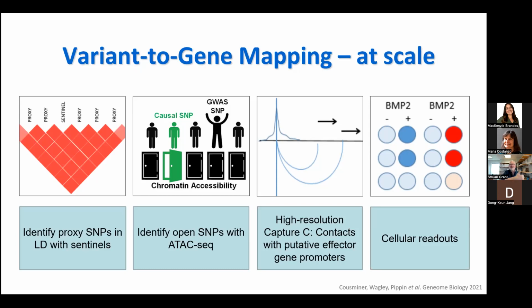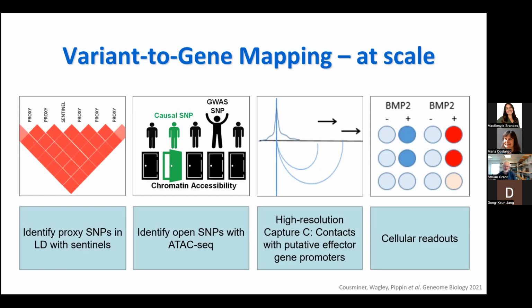And then we say, of that subset that are open, which of those are contacted by a promoter? And it has to be done at high resolution, as I'll come back to. And then we're down to just maybe 1 to 3 variants per locus. So we've got down to a manageable set of possible causal variants. We've made implications for a candidate gene or genes at a location.